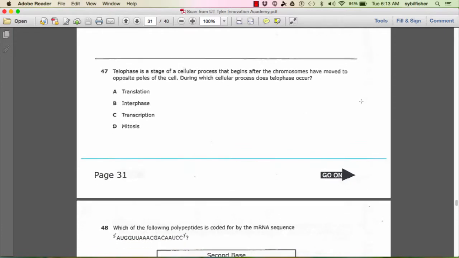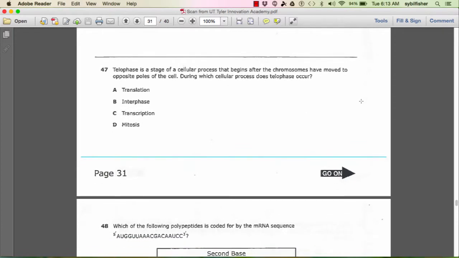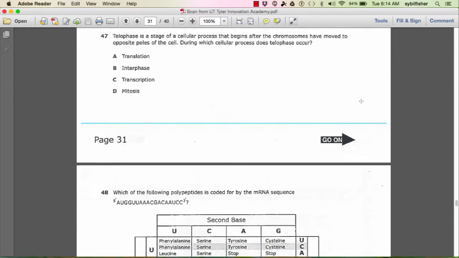Number 47. Telophase is a stage of a cellular process that begins after the chromosomes have moved to opposite poles of the cell. During which cellular process does telophase occur? A. Translation. B. Interphase. C. Transcription. D. Mitosis.